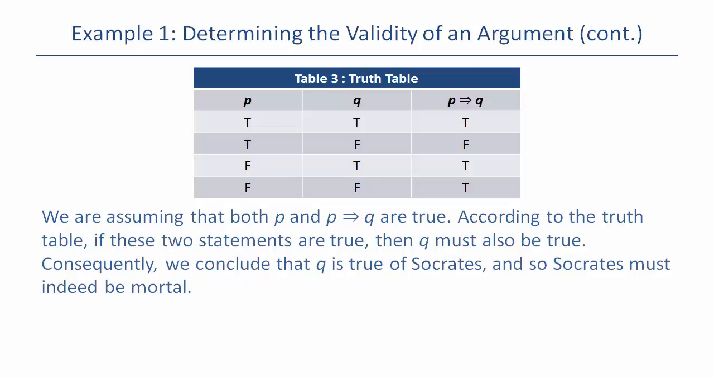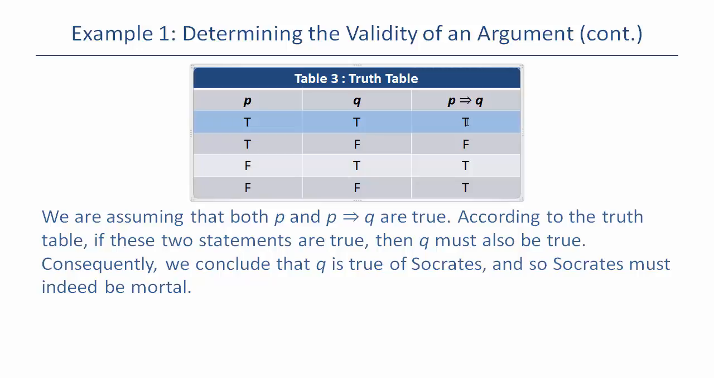So we only look at those rows where both P and P implies Q are true. So this row, and that's it, right? Because this one is true, but this one is false. Down here we have these are true, but these are false. So this is the only row where both P and P implies Q are true. Therefore, Q must be true.